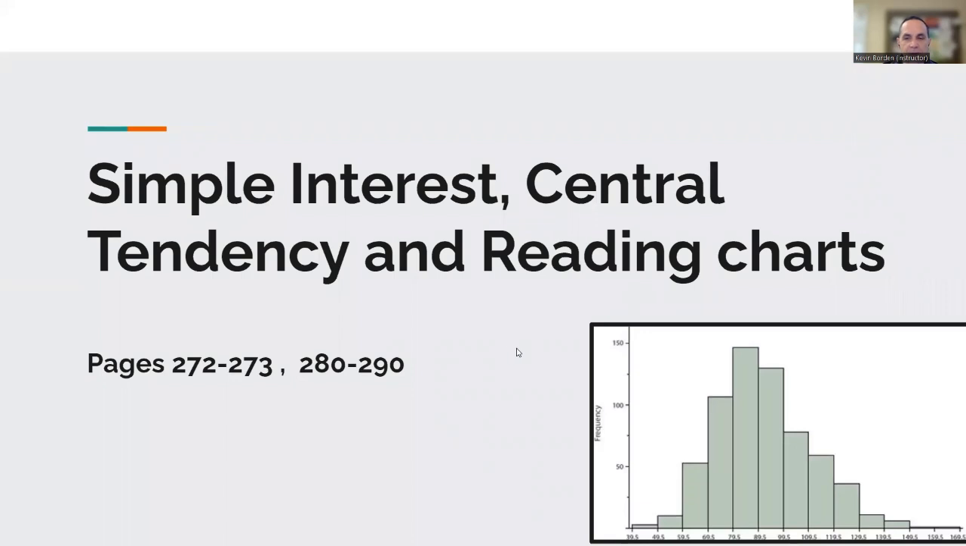All right, that was our last homework review. As I mentioned, we'll be talking about simple interest, central tendency, which is just a way of talking about getting averages and medians and modes for a set of data, and also talking about reading charts and graphs. So the pages that we are reviewing in the book today, 272 and 273, and 280 through 290.